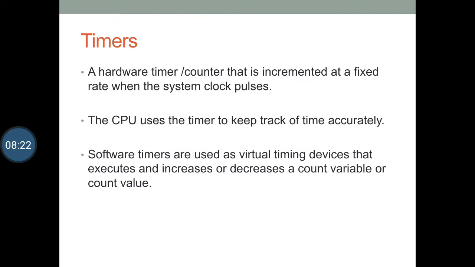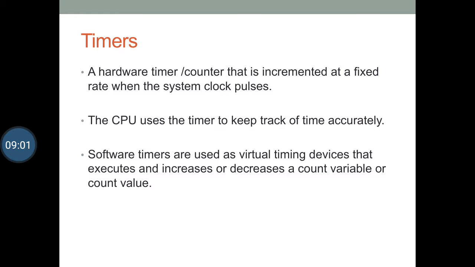Next, we'll see timers. A timer is suitably configured as system clock, sometimes referred as RTC, that is real time clock. RTC is used by scheduler for real time programming. A hardware timer is a counter that is incremented at a fixed rate when the system clock pulses. There are several different types of timers available. A timer or counter can perform several different tasks.